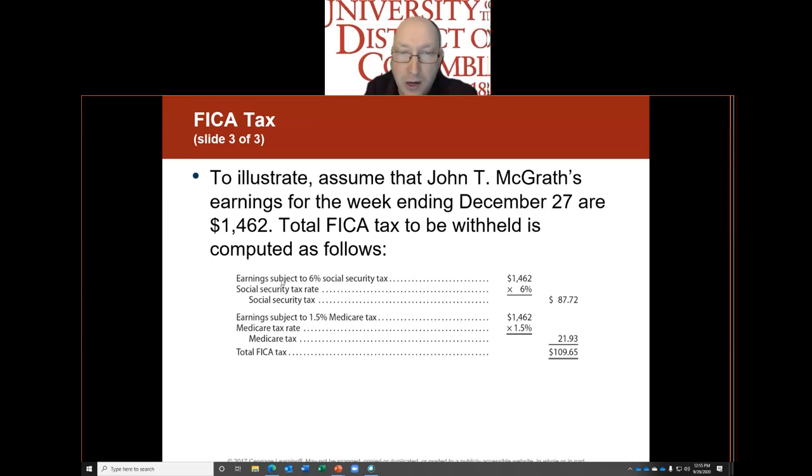The employee earnings were $1,462 for that week. The Social Security is a 6% rate, $1,462 times 6%. The employer needs to withhold $87.72 for Social Security. Then, of course, the employer must also withhold the Medicare tax. For Medicare, we take the gross earnings, $1,462 for that week, multiply it by 1.5% to get $21.93. The total withholdings for Social Security and Medicare is $109.65.